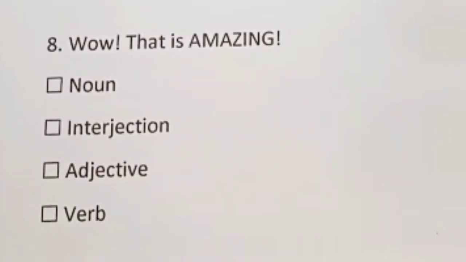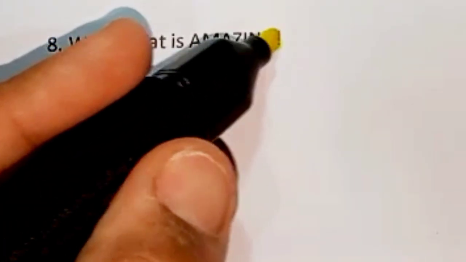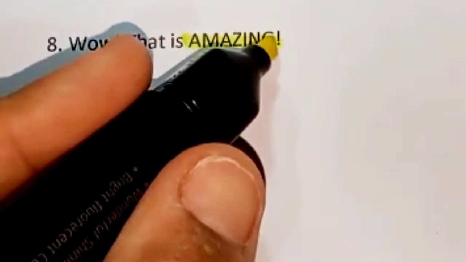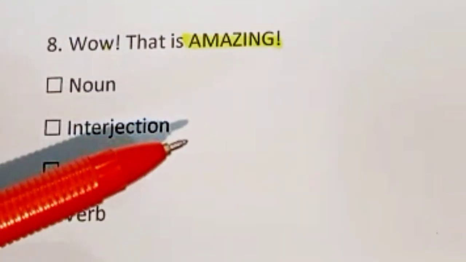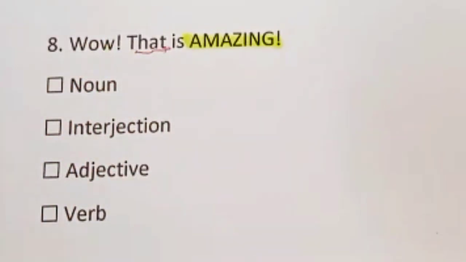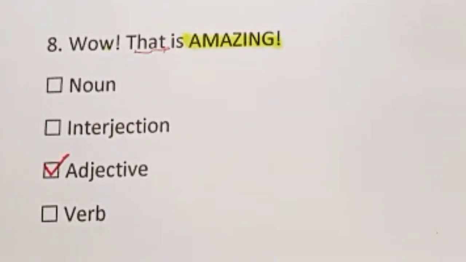Number 8, wow, that is amazing. Our target word is not wow. The W is capitalized because it's the beginning of the sentence. However, our target word is amazing. It's not wow. So what is amazing? Here we are describing that. What is that? I don't know. It's something. But that thing, whatever it is, it's amazing. So amazing is a noun, interjection, adjective, or a verb. It's an adjective. Excellent job.